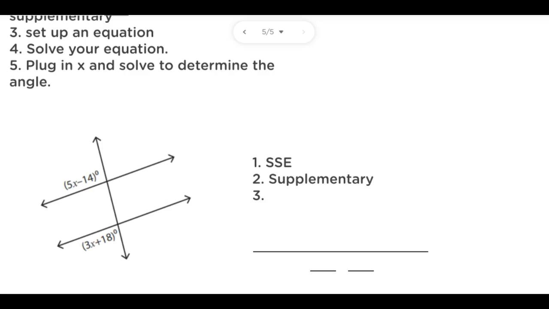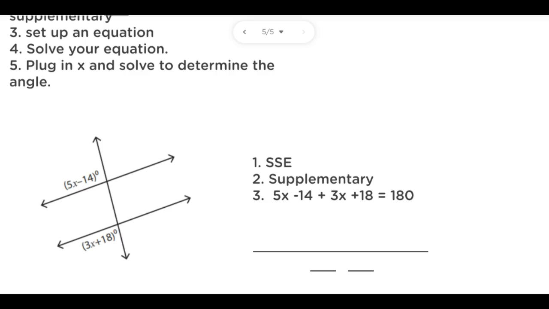So we have our first angle. We're going to set up our equation. What does that look like? We have 5x minus 14. Now we're going to add that to our second expression, which is 3x plus 18, and we add those together to get 180. Boom, there we go. So that's step number 3. I'm going to copy this, and then we're going to paste this for step 4.